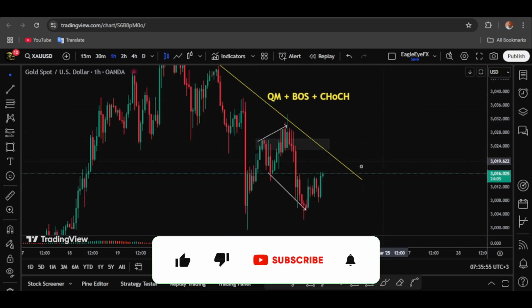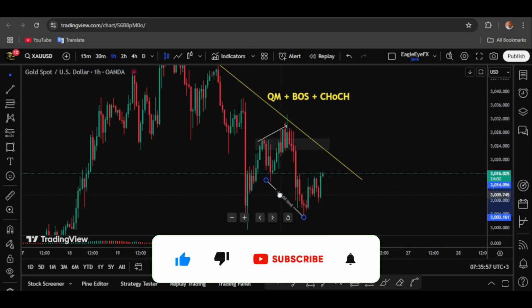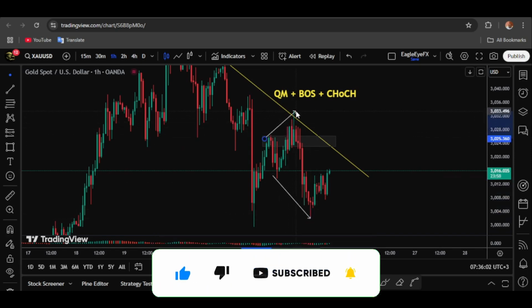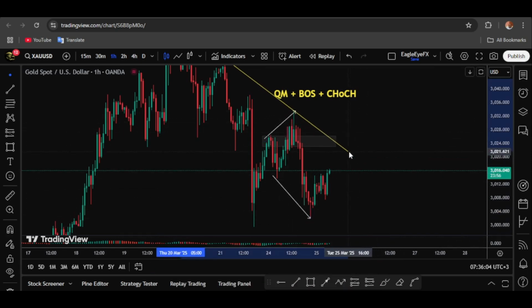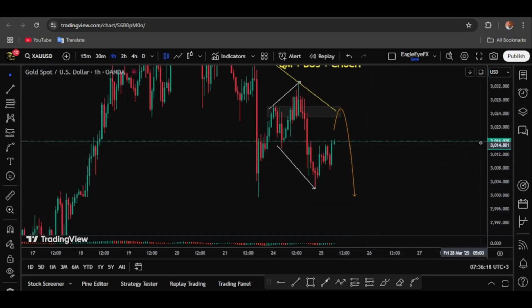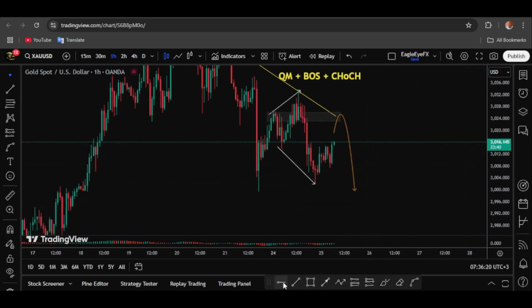Then let's go back to that. Now what do you want to do? We want to wait for the market to come back all the way to this level over here. That is when we're going to be interested in what? We're going to be interested in sells, and definitely this can be our first take profit.